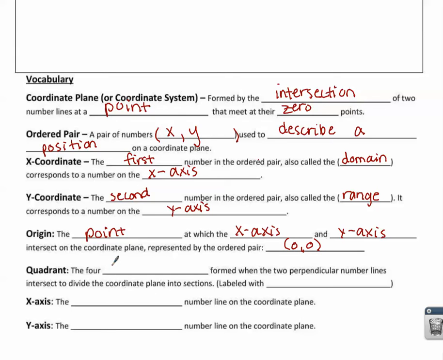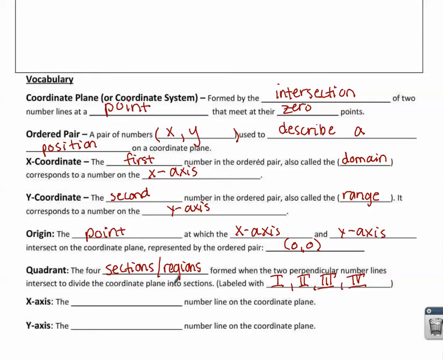Quadrants are the 4 sections or regions formed when the two perpendicular lines intersect to divide the coordinate plane into sections. These are labeled with Roman numerals as 1, 2, 3, 4.